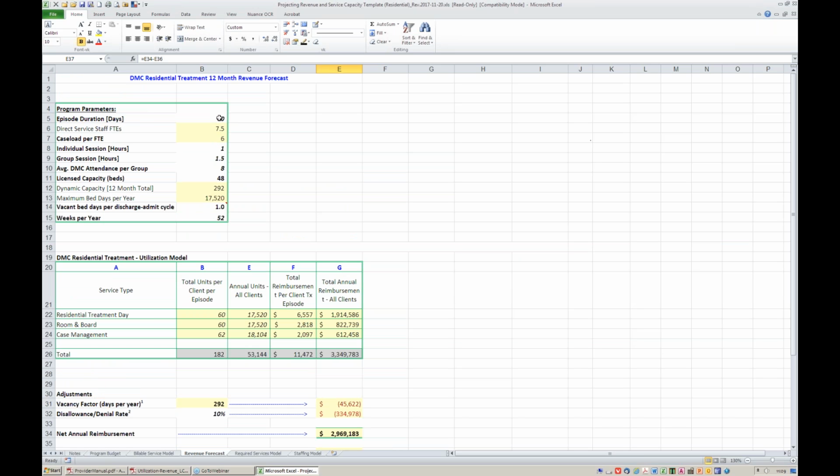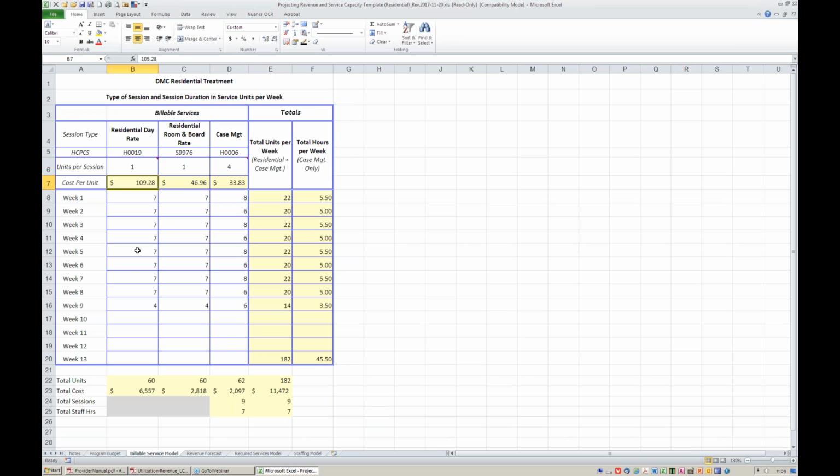So we've got the episode duration. The numbers that are highlighted are calculated, so mess with those at your peril. But the direct service staff FTEs comes straight from the budget. Episode duration, you can plug that in yourself. However, if you change that to say 30, you're going to need to change this to 30.